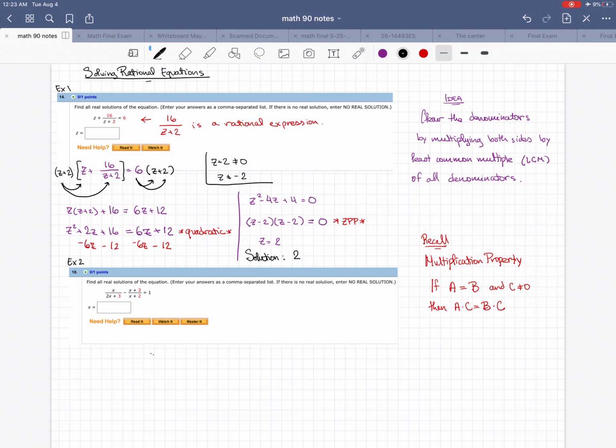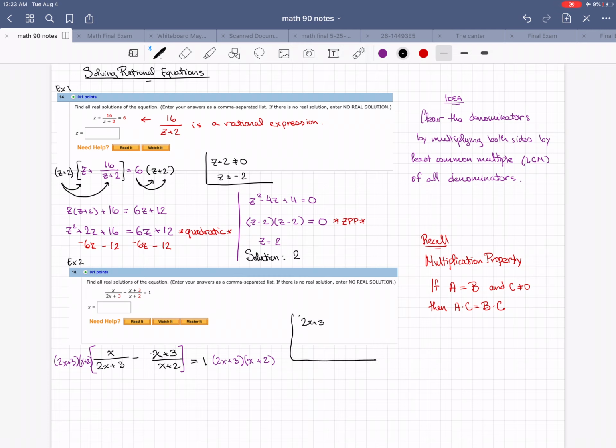So again, I'm going to copy this problem over to have plenty of space. And I'm going to multiply both sides by 2x plus 3 times x plus 2. And as I'm doing this, once again, I'm thinking, okay, but I've got to make sure that I'm not multiplying both sides by 0.